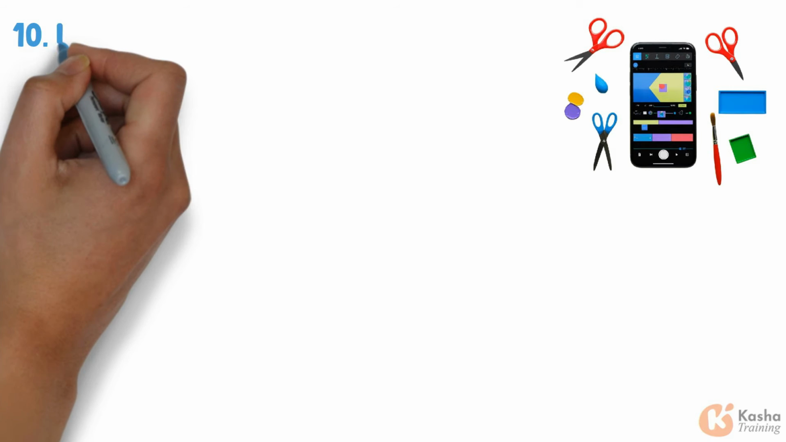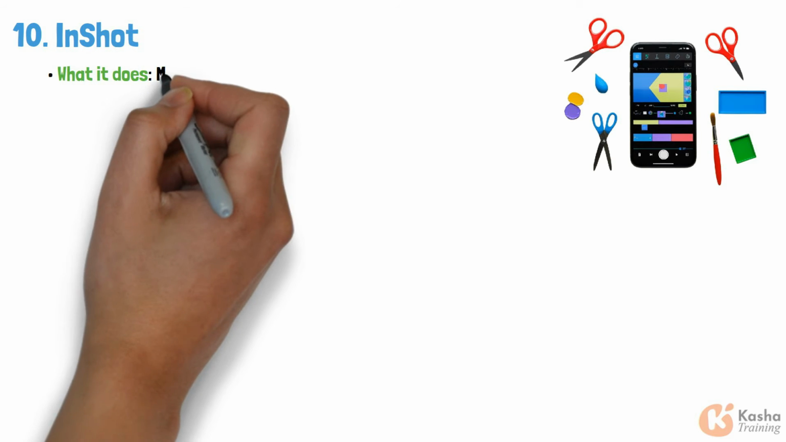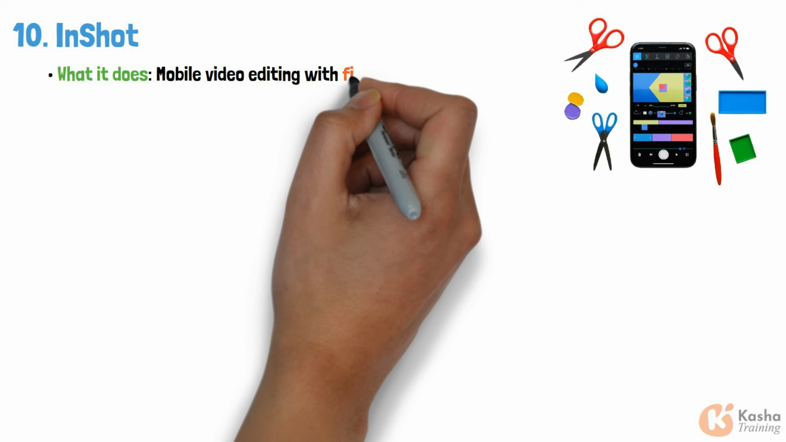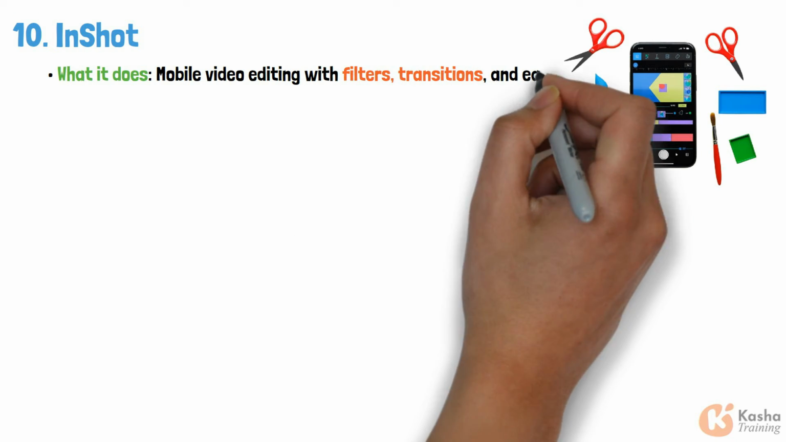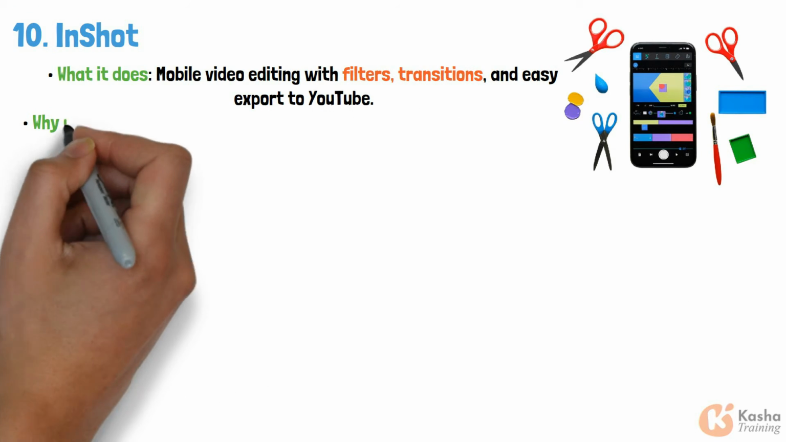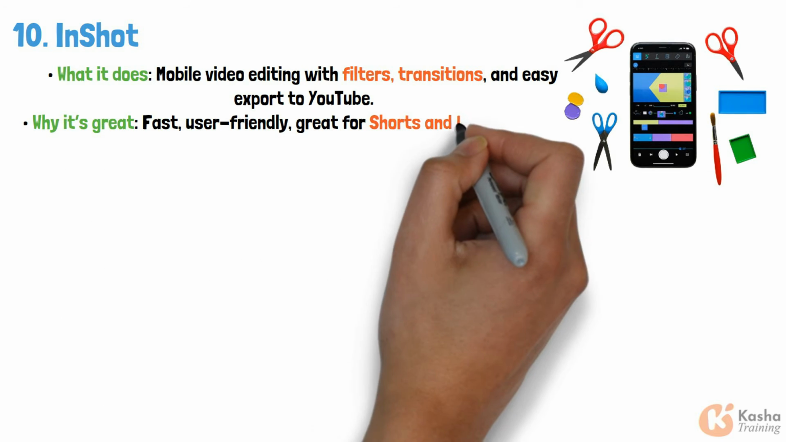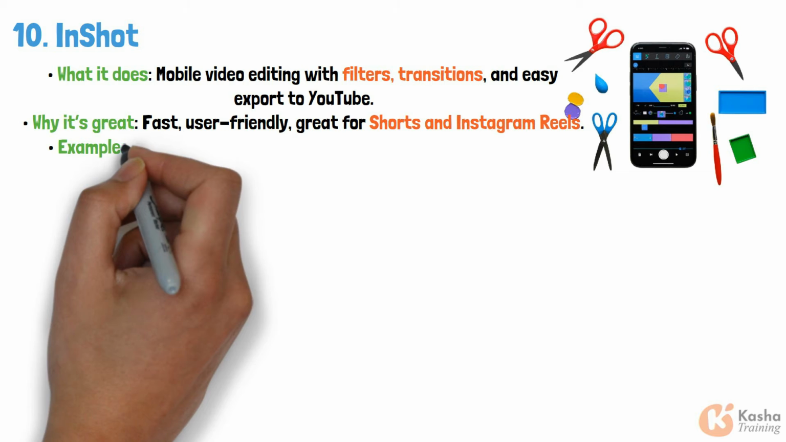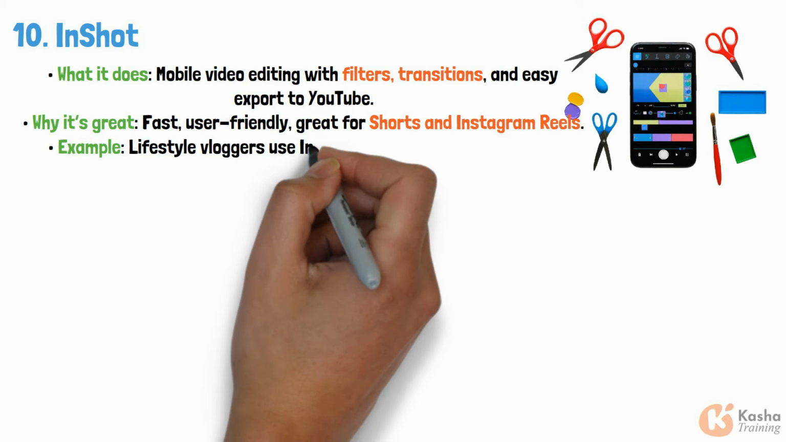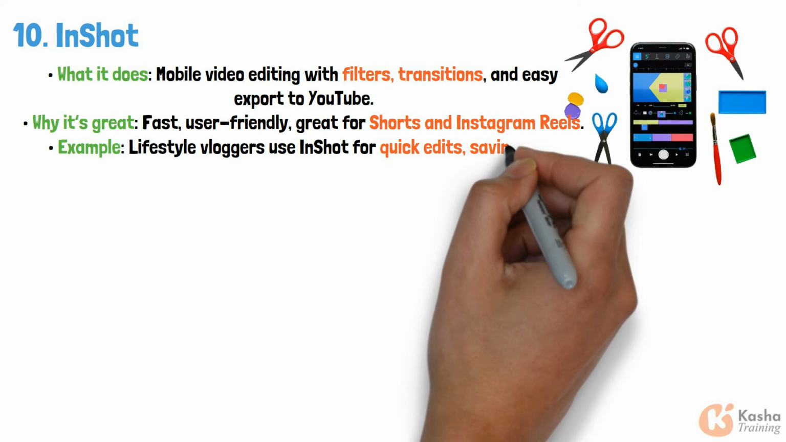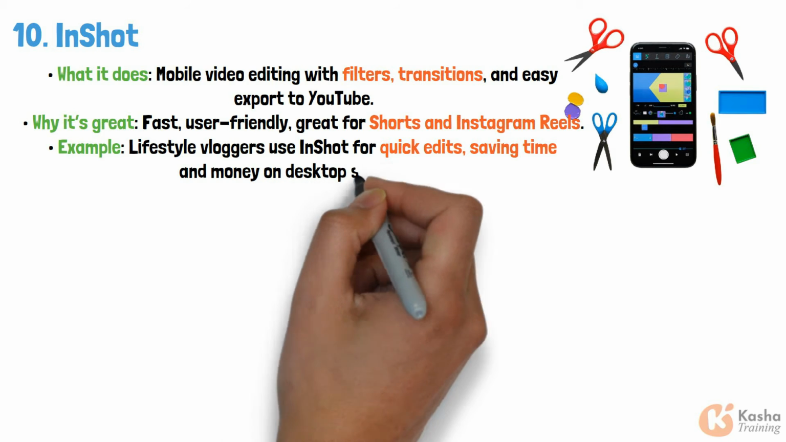10. InShot. What it does: mobile video editing with filters, transitions, and easy export to YouTube. Why it's great: fast, user-friendly, great for shorts and Instagram reels. Example: lifestyle vloggers use InShot for quick edits, saving time and money on desktop software.